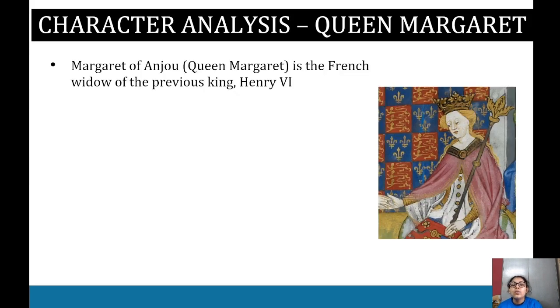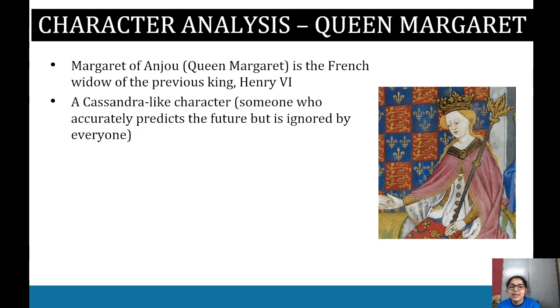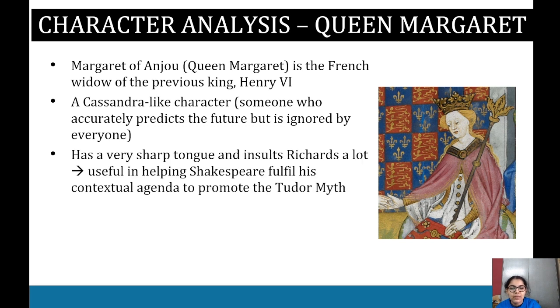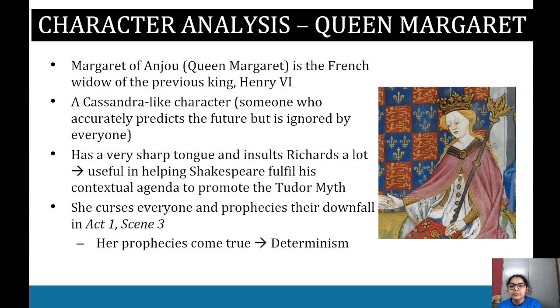Queen Margaret, she is Margaret of Anjou. She is Queen Margaret and is the French widow of the previous king, King Henry VI. She is a Cassandra-like character, someone who accurately predicts the future, but she's ignored by everyone. She has a very sharp tongue. She insults Richard a lot. She is useful in helping Shakespeare fulfill his contextual agenda to promote the Tudor myth and legitimize Queen Elizabeth. She curses everyone and prophesies their downfall in Act 1, Scene 3. Her prophecies come true. That's an aspect of determinism. She also sees through Richard and acts as a voice of reason.